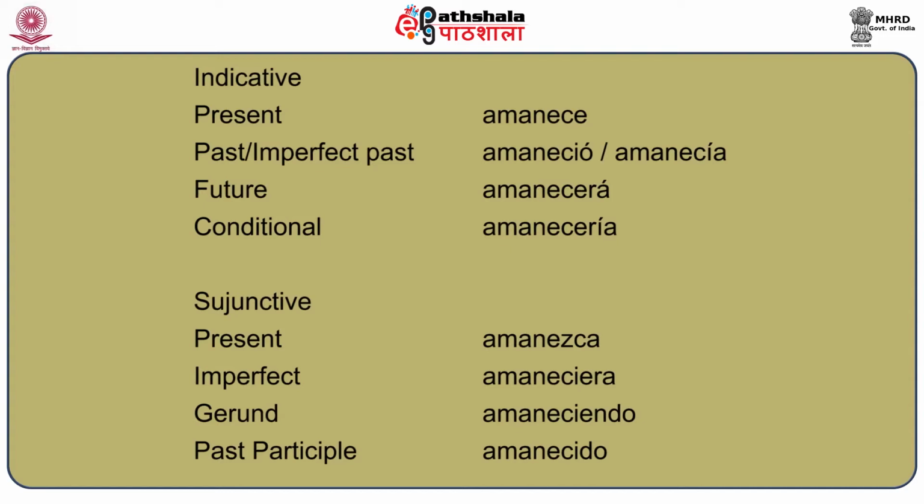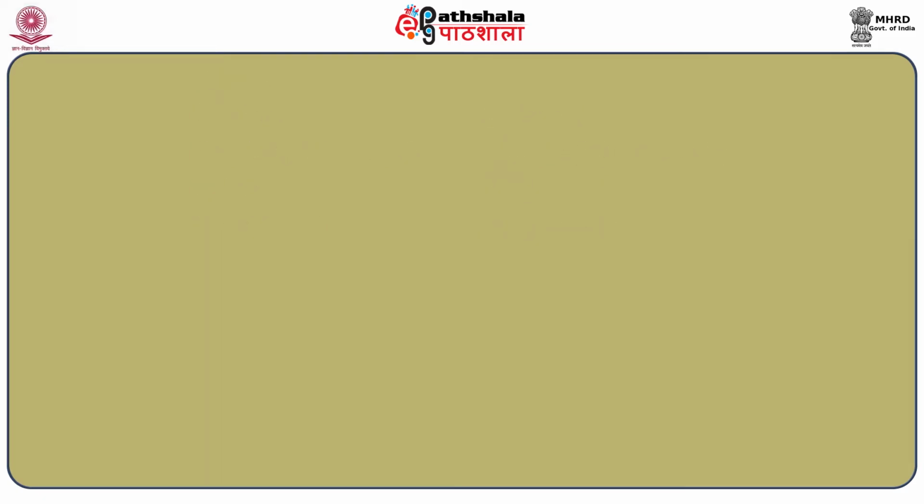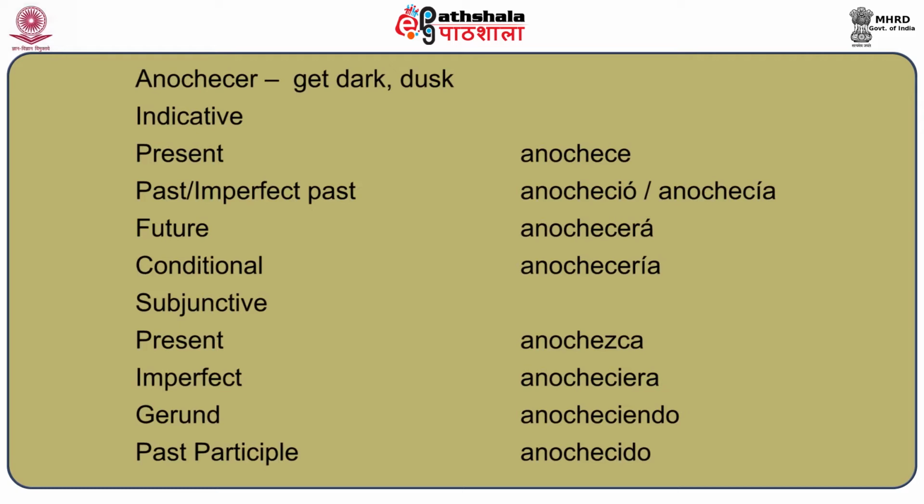Amanecer, which means sunrise or dawn. In the present indicative, it is amanece. In the past or the preterite form, it is amaneció. In the imperfect past, it is amanecía. Future, amanecerá. Conditional, amanecería. In the subjunctive, the present subjunctive form is amanezca. Imperfect, amaneciera. Gerund, amaneciendo. Past participle, amanecido.